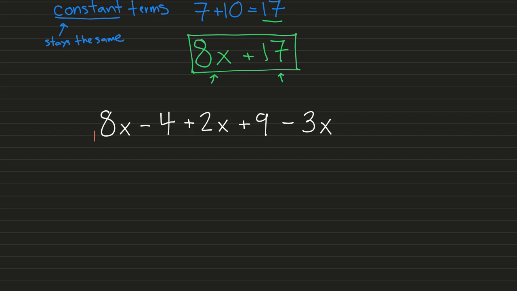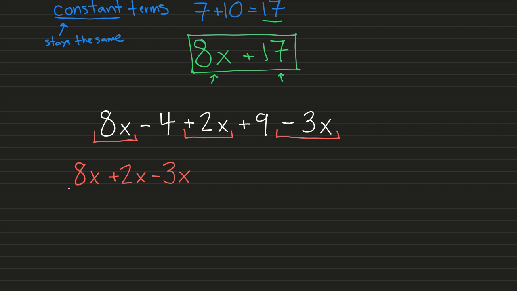First thing, we're going to pick out our variable terms. We've got a positive 8x here. We have a positive 2x here. And then something interesting happens right over here. We have a negative 3x. Because we're subtracting 3x, we have to think about this as negative 3x's. So that when we combine these, when we do 8x and 2x, we're going to subtract 3x.